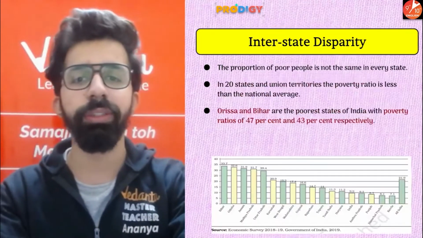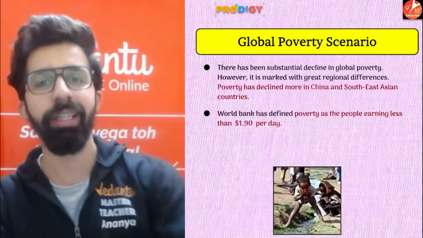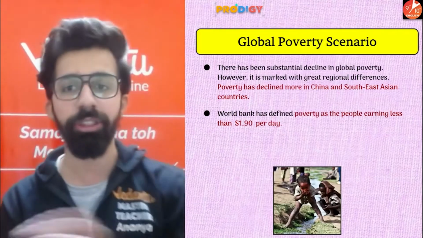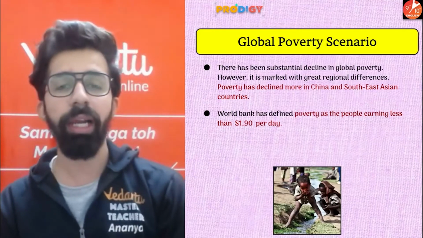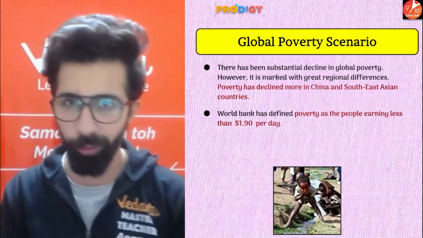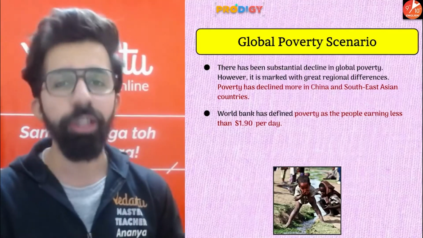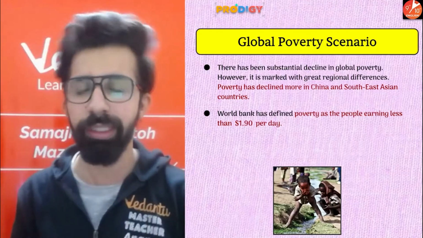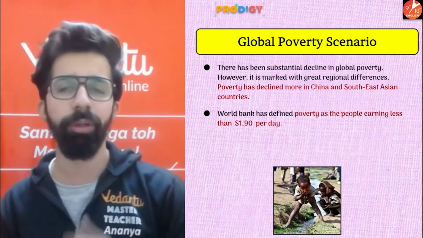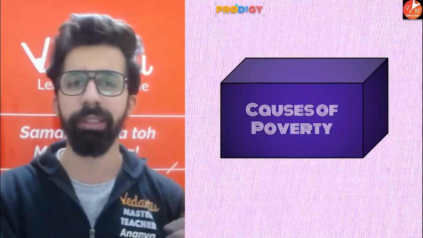Now guys, this data was giving us information about different states in India. Let's talk about the global poverty scenario. Poverty has declined in China and Southeast Asian countries. The World Bank, which is an affiliated organization of UNO, not a main organ of UNO, has defined poverty as people earning less than $1.9 per day. You can consider this the poverty line given by the World Bank. If a person's earnings fall below $1.9 per day, that person will be considered poor.